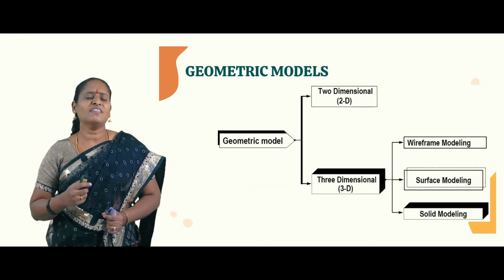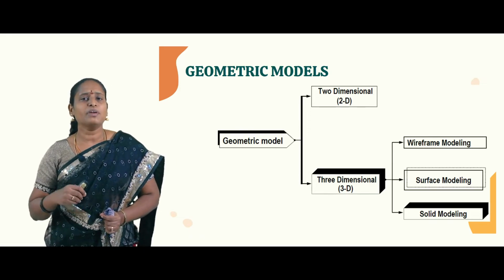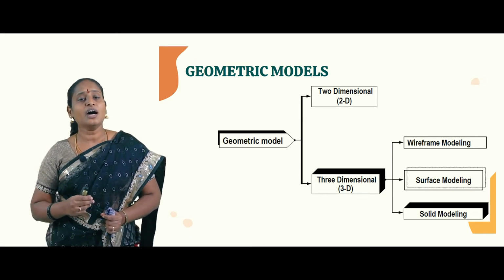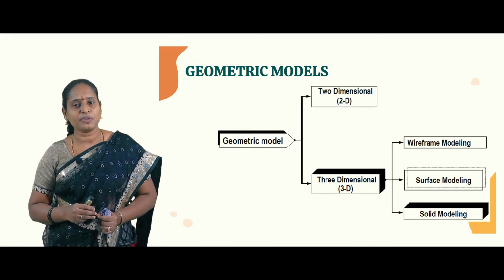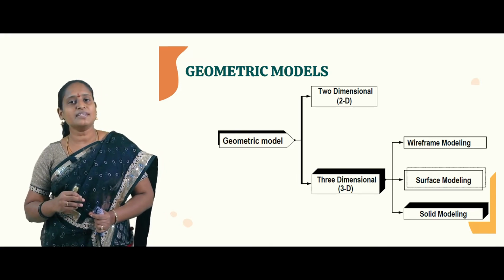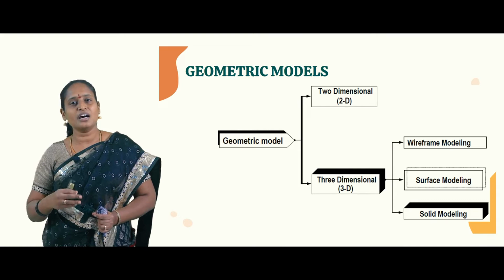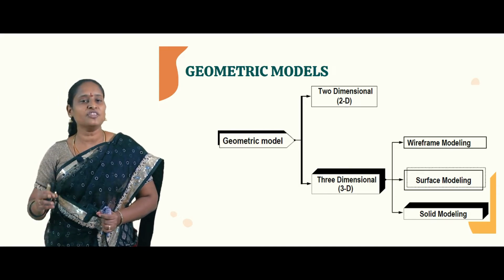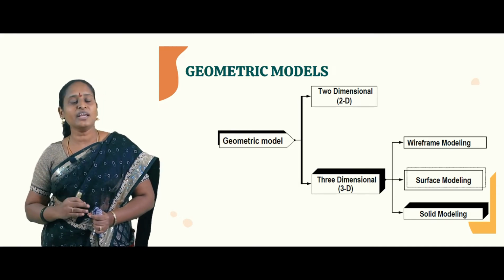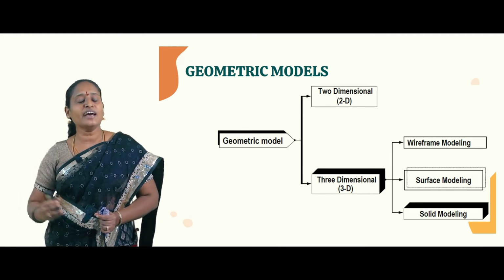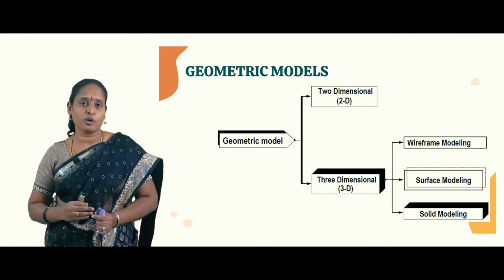What data is available in our geometric modeling? It may be a two-dimensional representation or a three-dimensional representation. The two-dimensional representation means a line or circle, square, rectangle. A line feature will be there, and only the area will be created here. If you are going for three-dimensional, you are going to create the volume of your object.